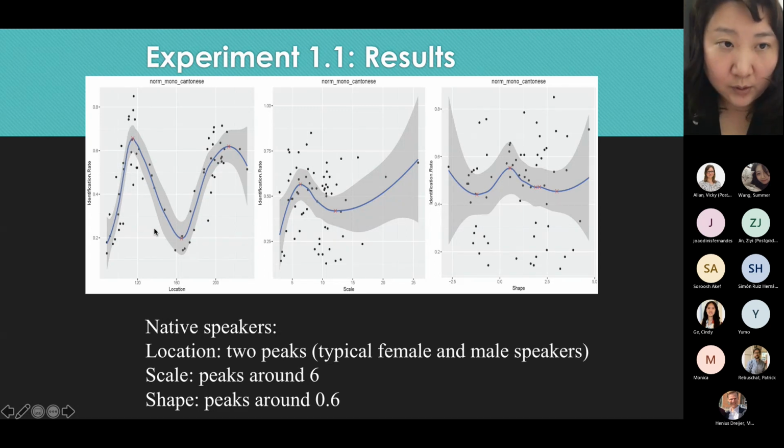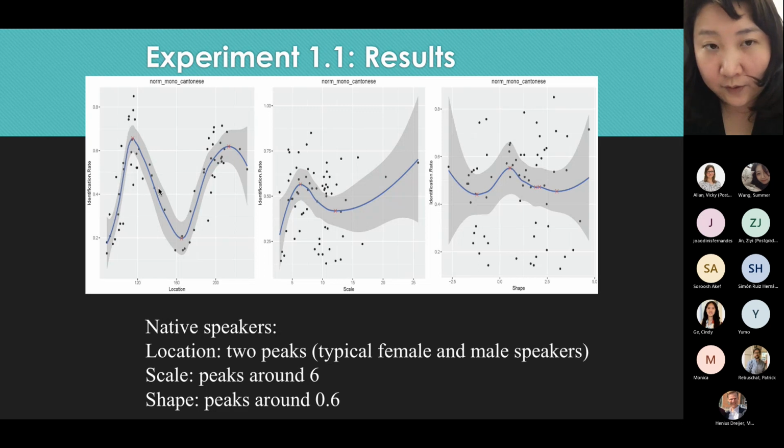So originally we were thinking that probably we would have some peak areas. That means this parameter value is considered quite typical, to use layman's language. So when you have parameters that are close to this value, the identification rate of the tone would be quite high. So if the curve looks like this, that means listeners do have some knowledge about whether a location parameter is typical or not.